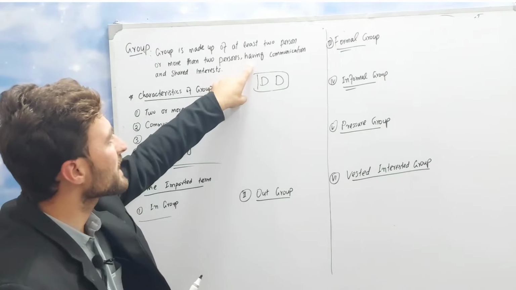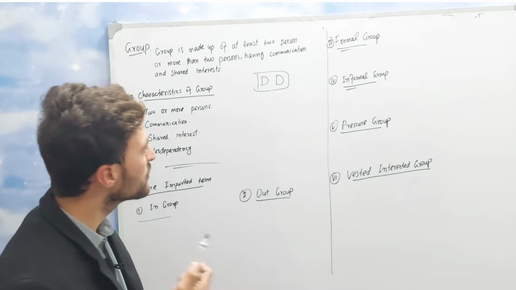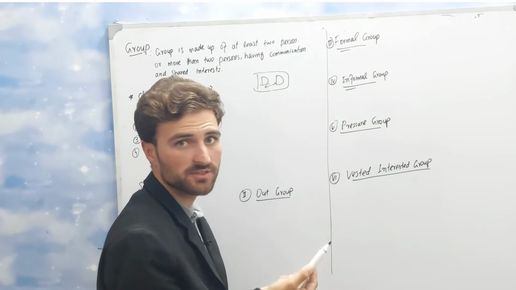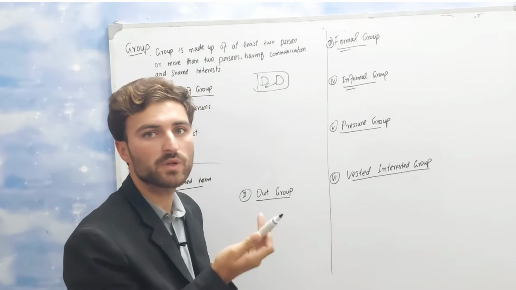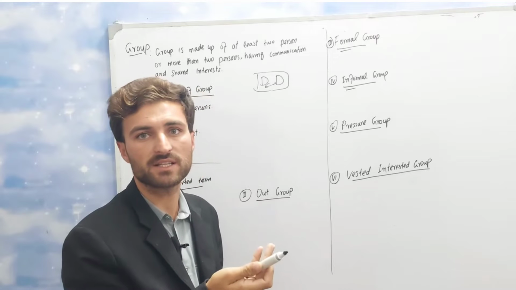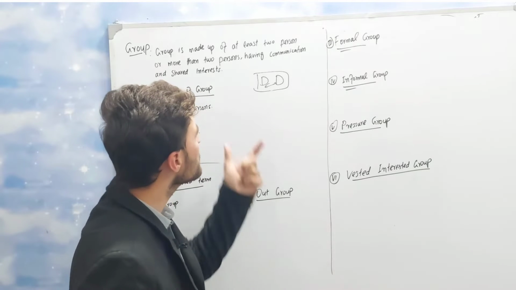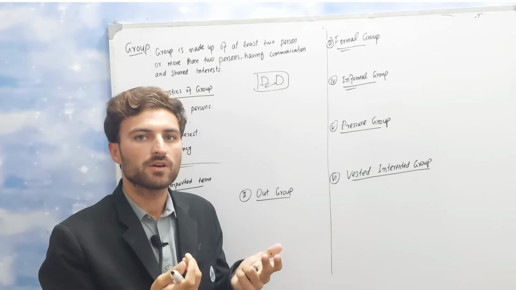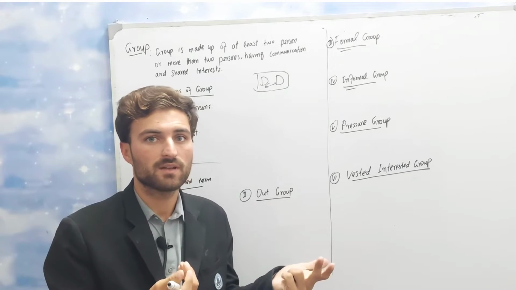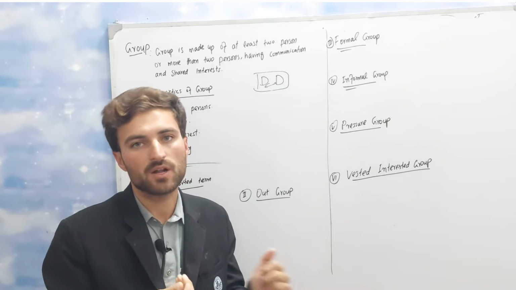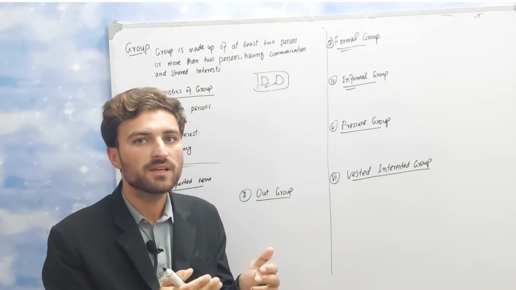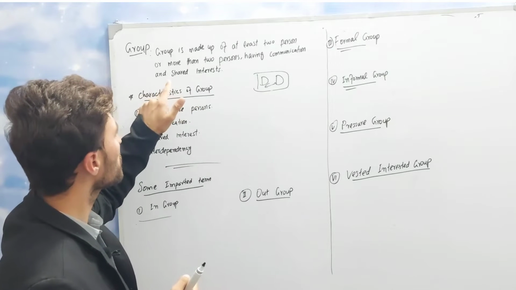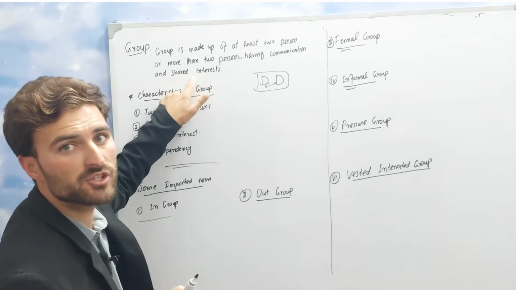Now the second point is having communication. The two or more persons in a group will have communication. They will talk with one another and exchange information with one another, and this communication can be in many forms. It can be verbal, or it can be non-verbal. So there can be many kinds of communication, and the group people will have shared interest.